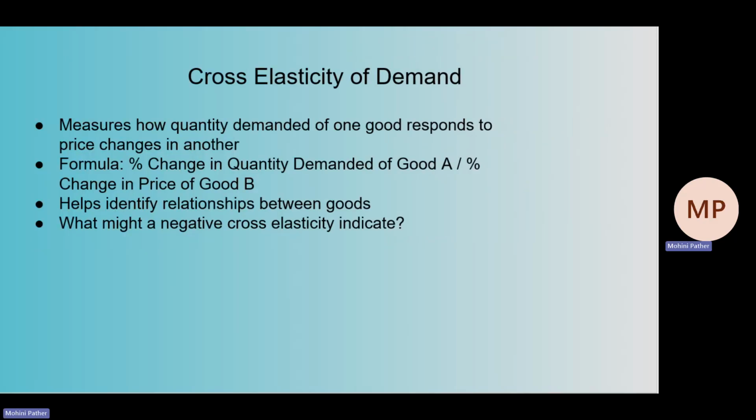Okay, then we have cross elasticity of demand. Cross elasticity primarily deals with complementary and substitute goods. So it measures how the quantity demanded of one good responds to the price changes in another, very much like the car and the tires. So your formula again is the percentage change in quantity demanded of good A over the percentage change in the price of good B. So this helps identify a relationship between different goods.